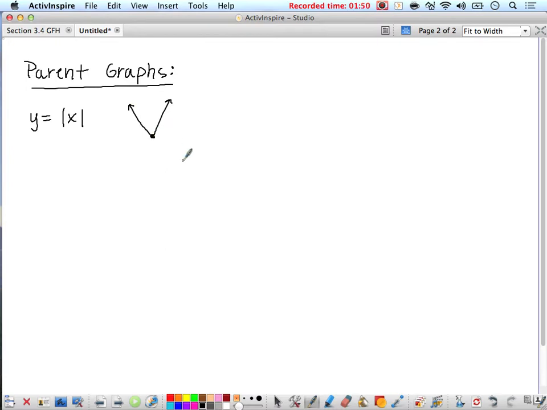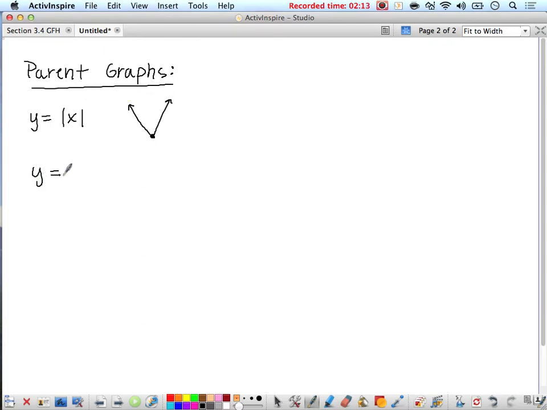What's this point right here? Name it. That's the vertex. And for the parent function, it occurs at 0, 0. Okay? Then there's a point at 1, 1, 2, 2, 3, 3, 4, 4, negative 1, 1, negative 2, 2, negative 3, 3, negative 4, 4. That's the parent of all absolute value. Then we can start shifting them up, down, left, right, and all kinds of good stuff.